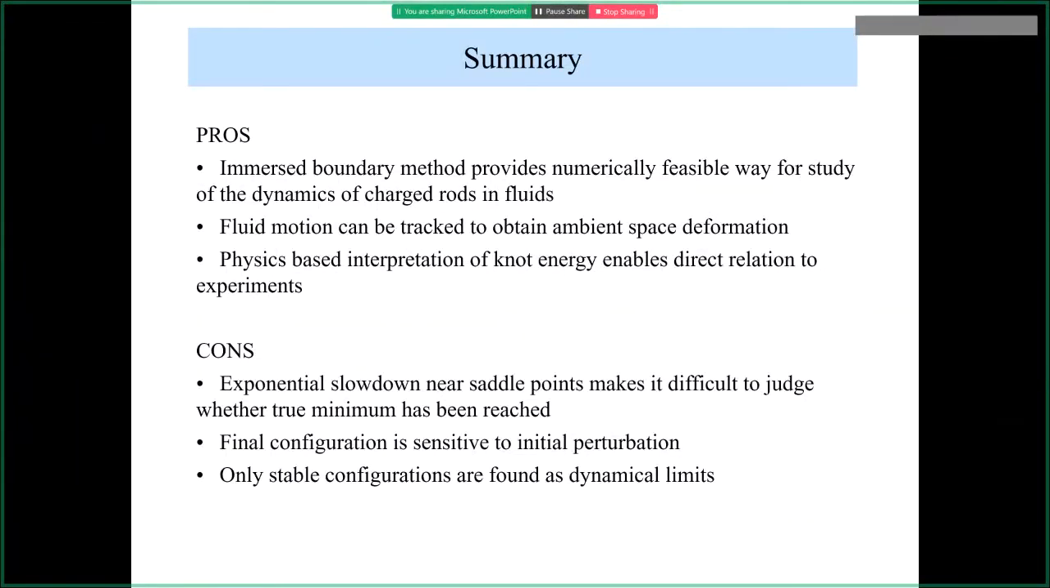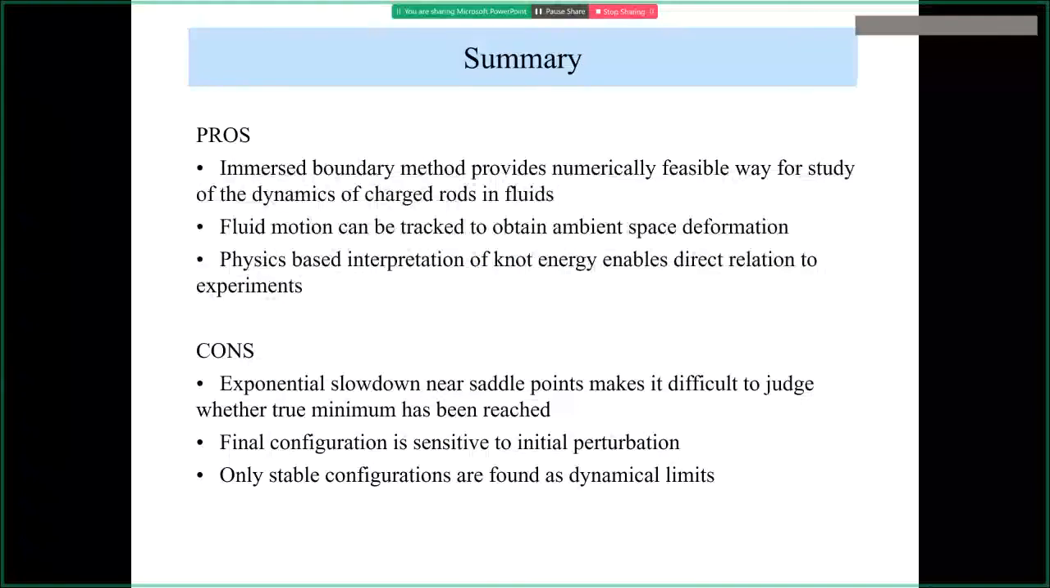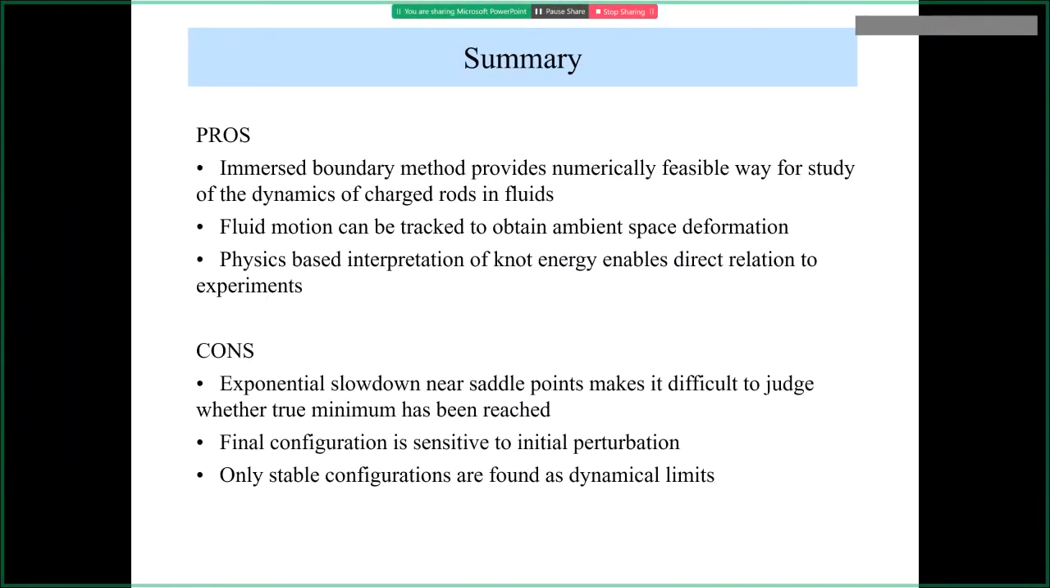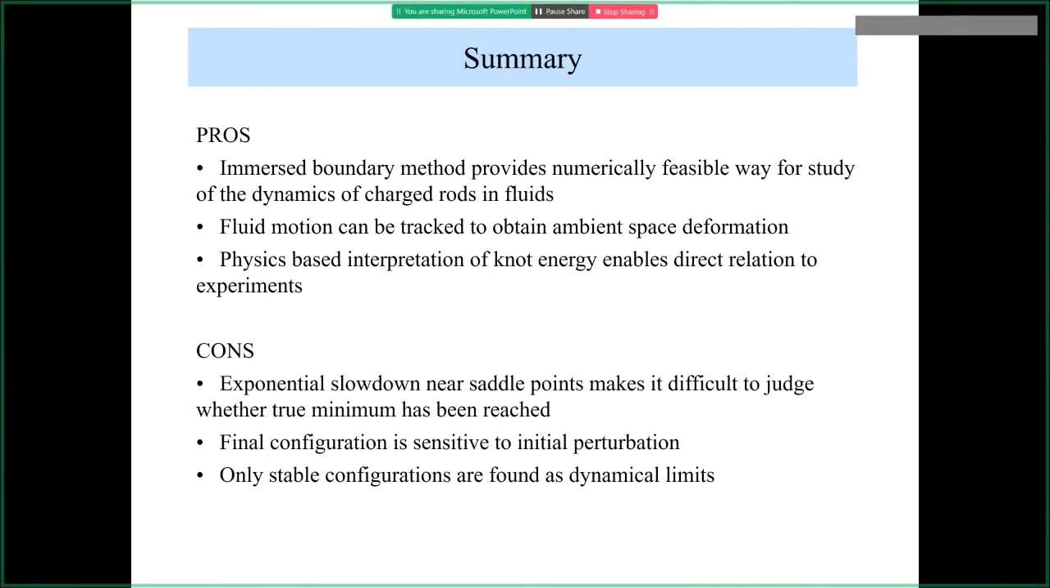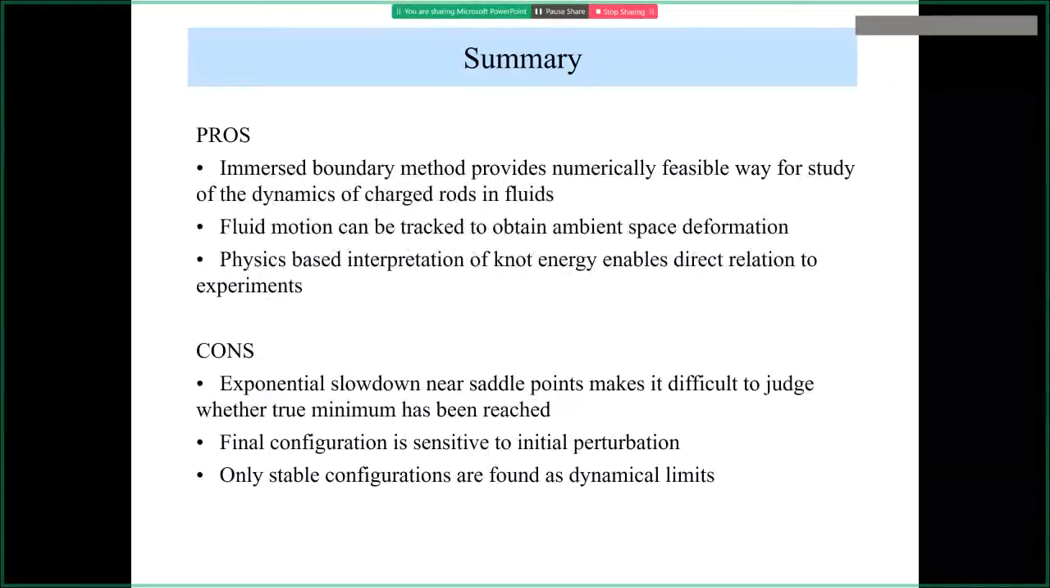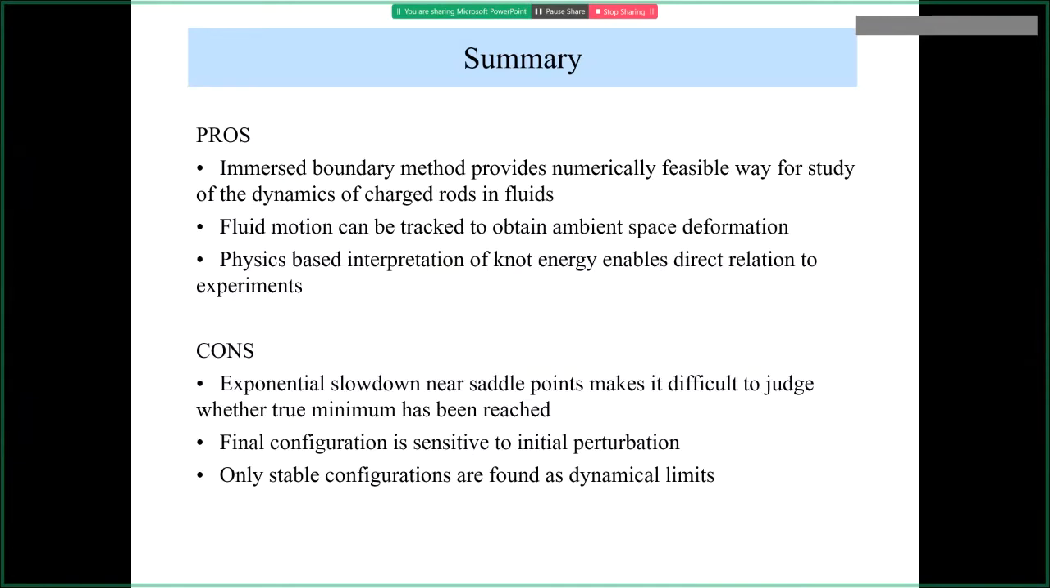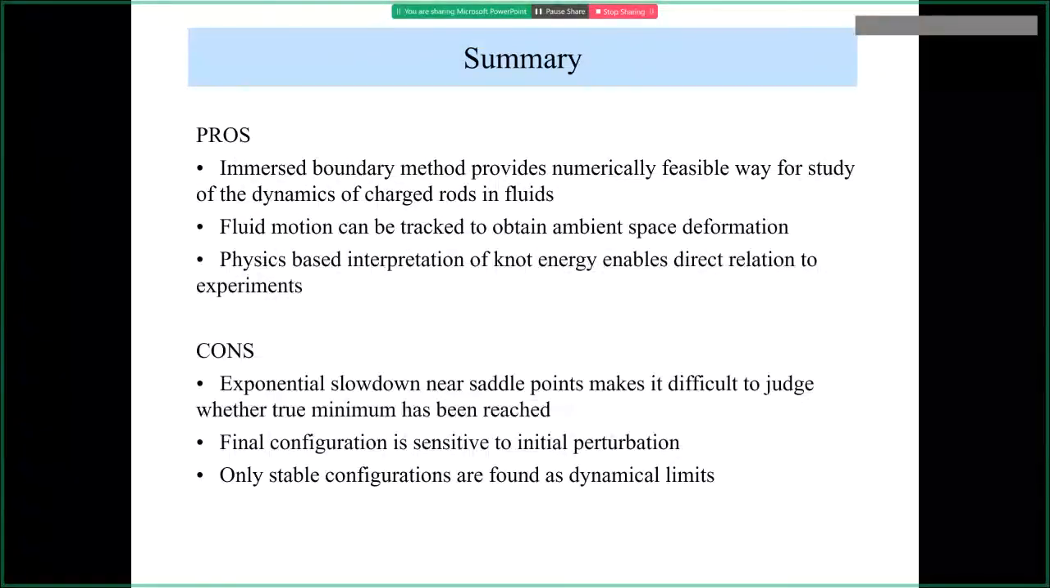Now the negatives of this approach is that the approach to the stable configurations is very slow, and it makes it difficult to judge whether we have actually converged to the equilibrium, and that we have configurations that are sensitive to the initial perturbation. Numerical errors as well induce other types of sensitivities. And we can only find stable configurations.